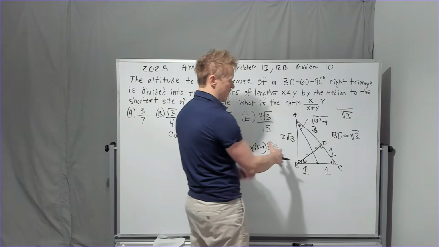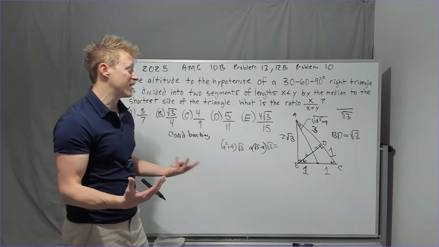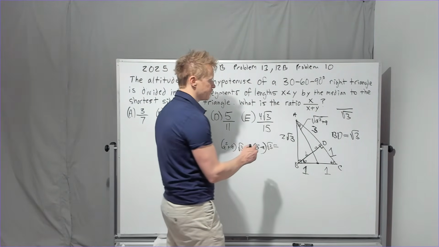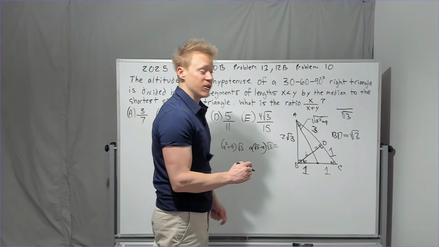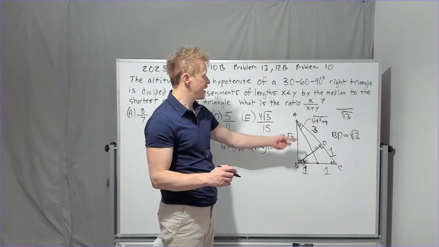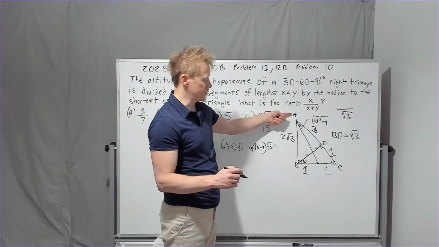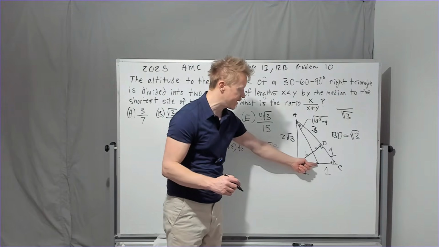And yeah, you don't have alternate interior angles or anything like that. So instead, we're going to coordinate bash. You're going to turn B into the origin, and A is going to be your y-intercept, and you're going to go down to root 3 and over 1.